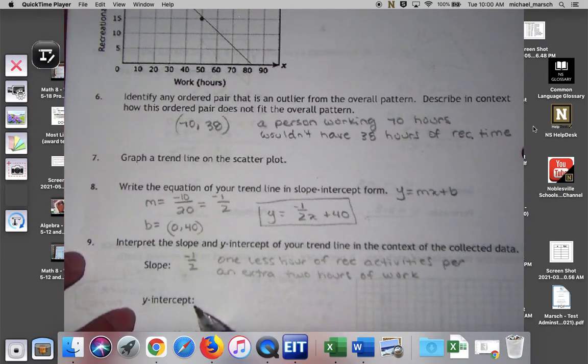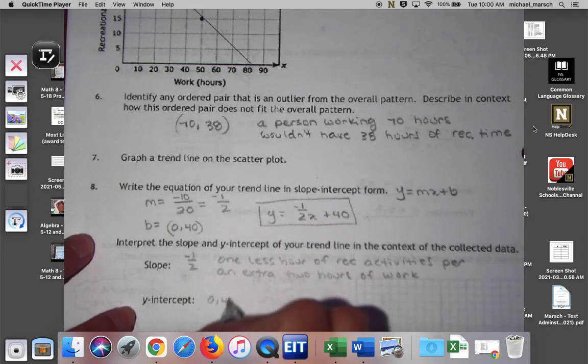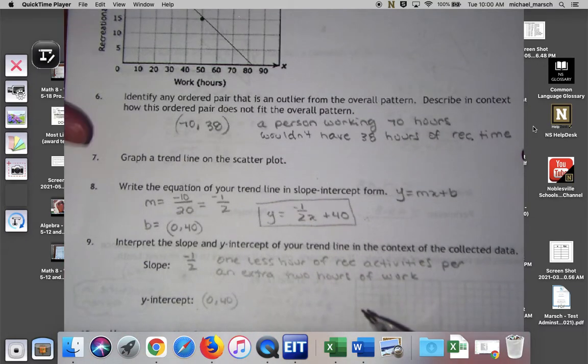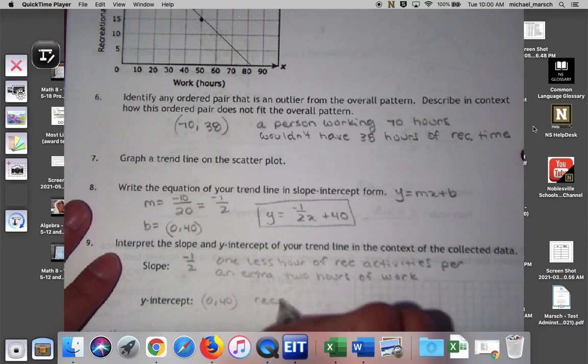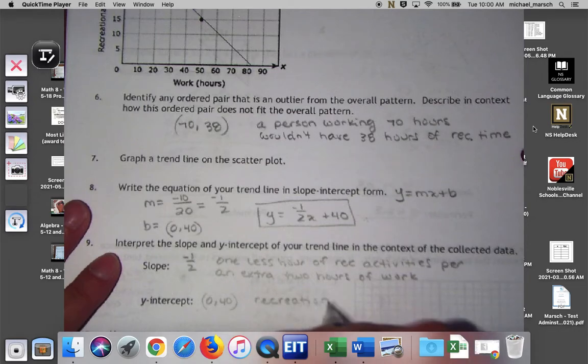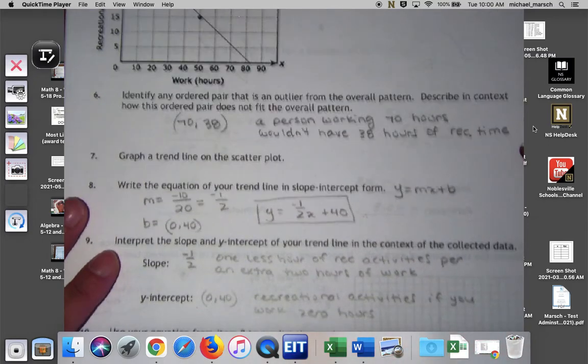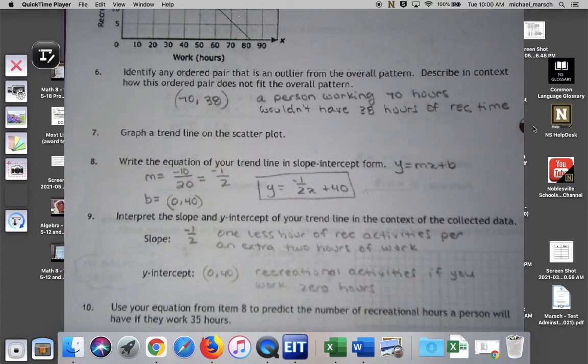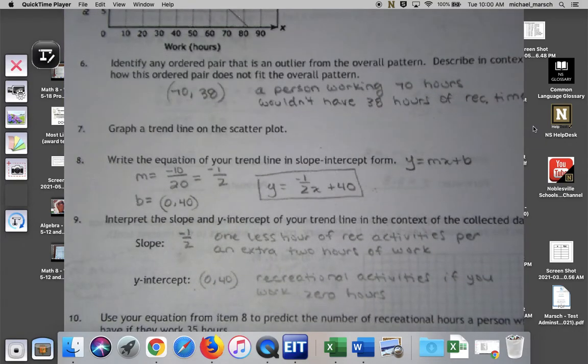The y-intercept, which is (0, 40), represents recreational activities if you work 0 hours. Now the catch is you'd have a lot of time to do recreational activities, but you'd have no money to do it. So that's not a good strategy, not a good life plan there, but that's what it represents.